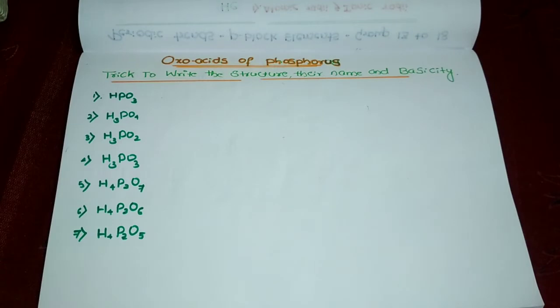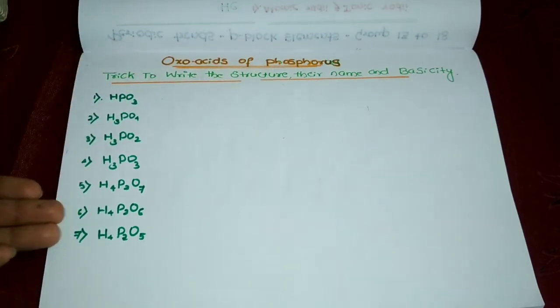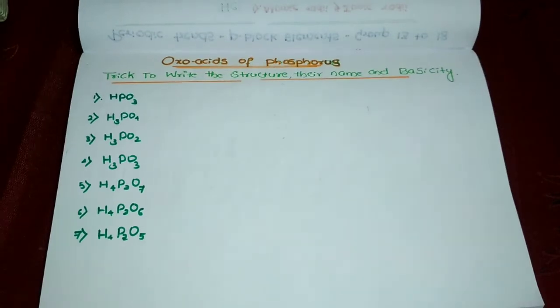When it comes to phosphorus, I have already written 7 here. When it comes to sulfur, you need to study more; similarly nitrogen, chlorine, bromine. It is difficult to remember the structure as well as the name. So for that reason, you need to follow some tricks through which you can write the structure in an easy way. In this video, let us discuss those tricks, and we will practice the structures and their names, and how exactly we get these oxo acids, and their basicity.